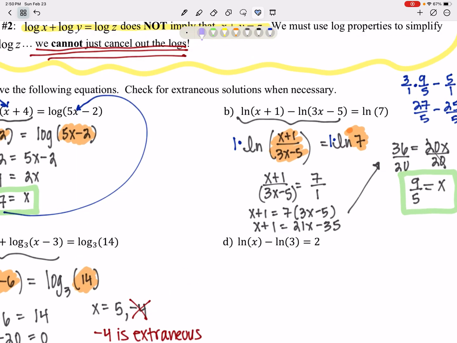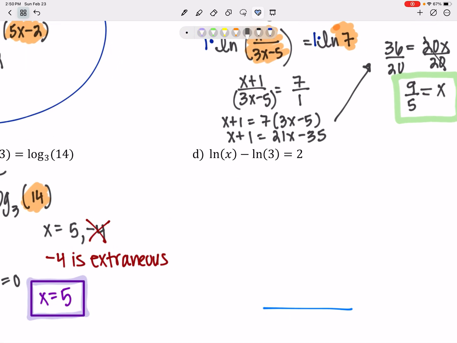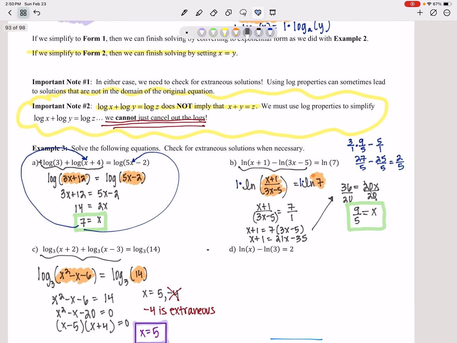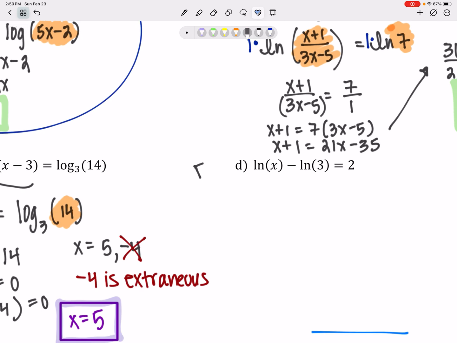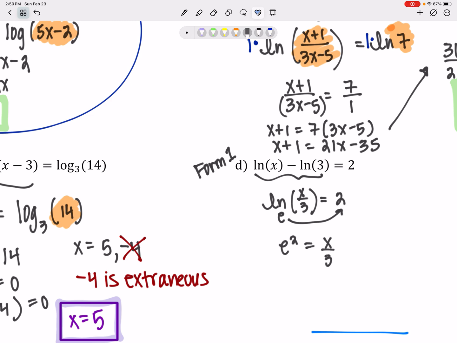Now, on the very last one that we have here, I'm going to go back to form 1, and that's because I have this constant on the right-hand side. So I'm going to say this is the natural log of x over 3 equals 2. So when we condense it, we're using our quotient property. This is a base e. e squared equals x over 3. Multiply both sides by 3, and we get x equals 3e squared.